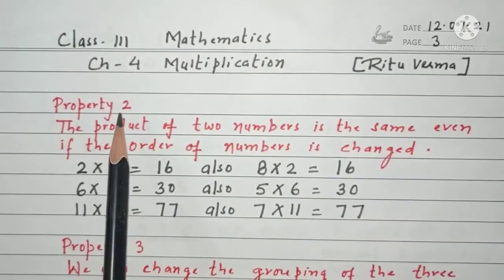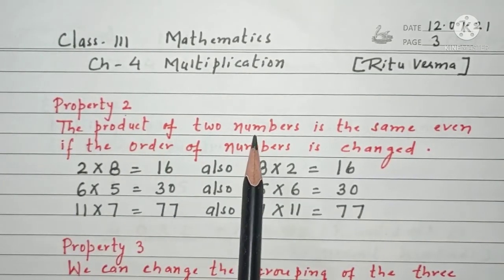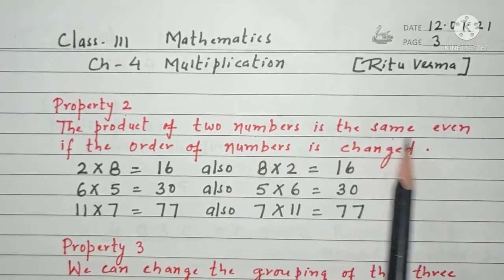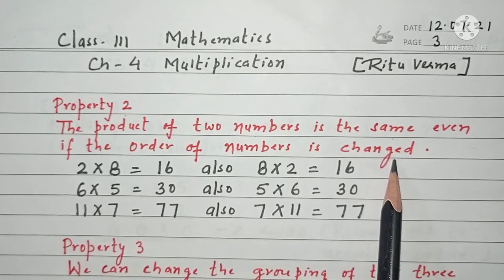Coming on to the property 2 of multiplication. The product of two numbers is the same even if the order of numbers is changed.